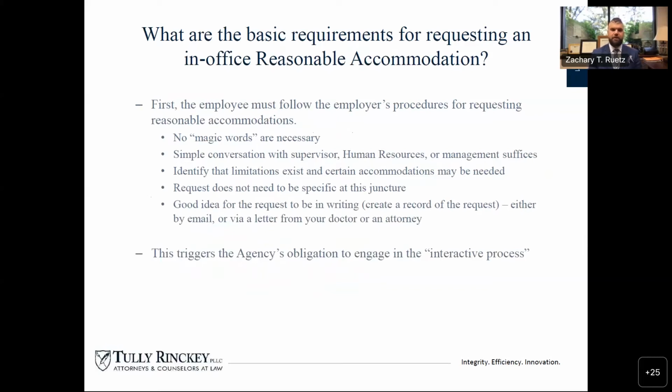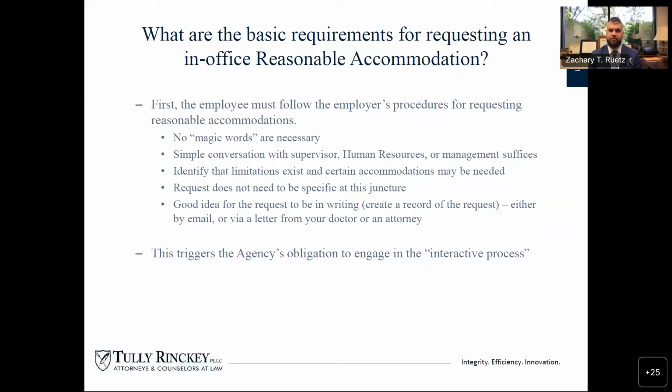So what are the basic requirements for requesting an in-office reasonable accommodation? First and foremost, you have to follow the procedures for the individual employer or agency for requesting those reasonable accommodations. They vary across the agencies and employers a lot, so it's important to know the standard operating procedure or the process to get through the reasonable accommodation. The important thing to note here, though, is that no magic words are necessary to start this process. You don't have to say the words reasonable accommodation in order to be guaranteed those protections.